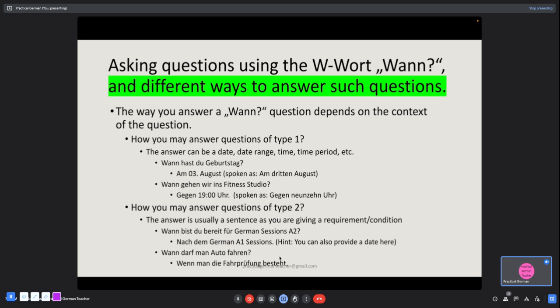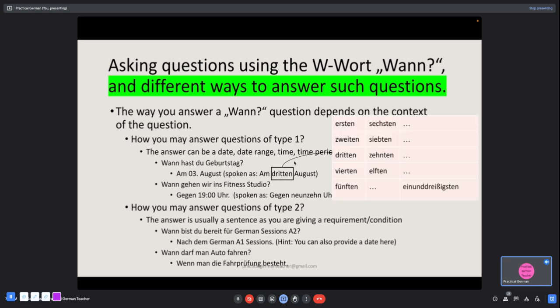What is bestehen, guys? I think you can guess. To pass. To pass exam. Right? Yeah. Prüfung is exam. Fahrprüfung is driving exam. Okay. Let's look at this one. So what I want you to do.